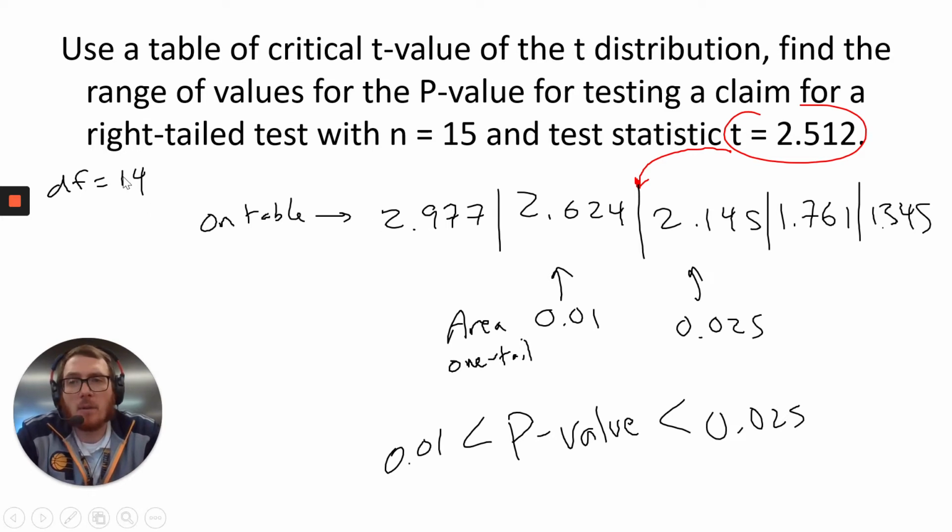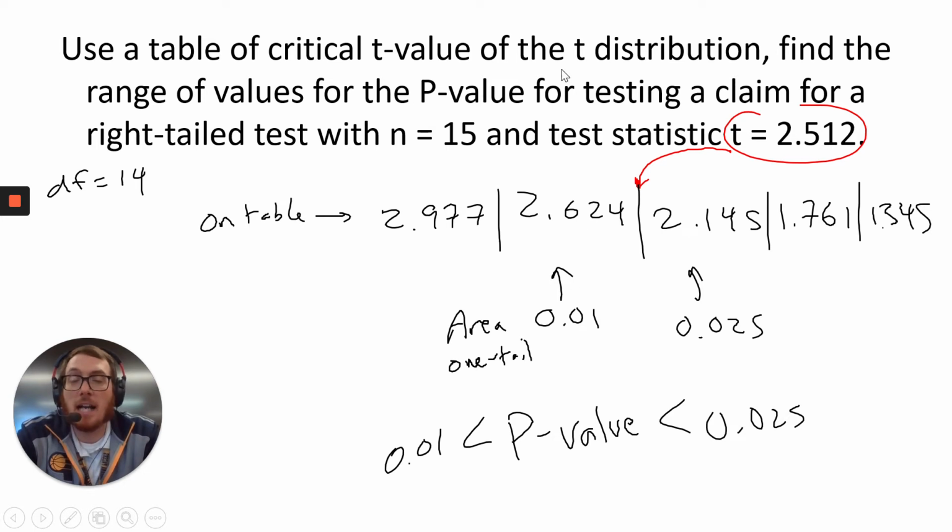So on the table, I went to degrees of freedom 14, and these are the 5 numbers that are on that line, in that row for degrees of freedom equals 14. Your goal is to figure out where your test statistic falls within this range. So if you start here, it's 2.9, it gets smaller to 2.6, and then 2.1. Well, yours is around 2.5, so it's between the 2.6 and the 2.1. So it's in the middle between those two things.